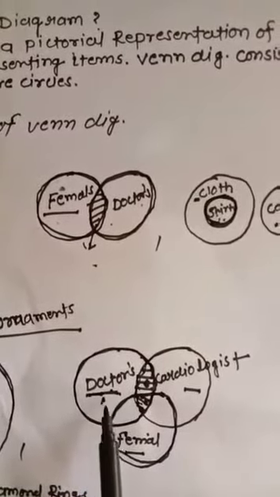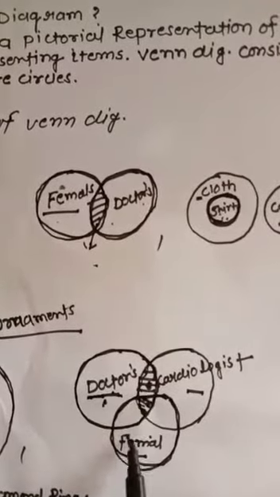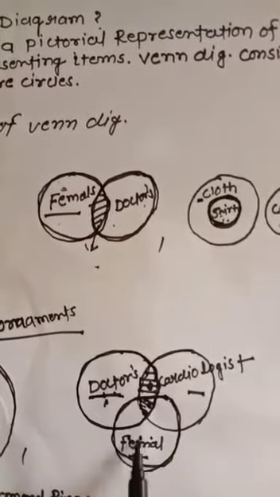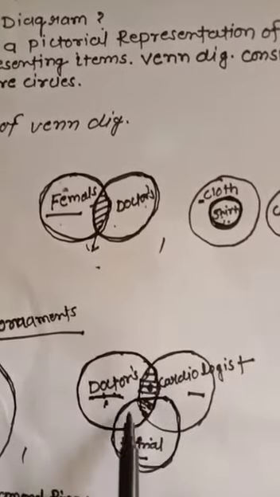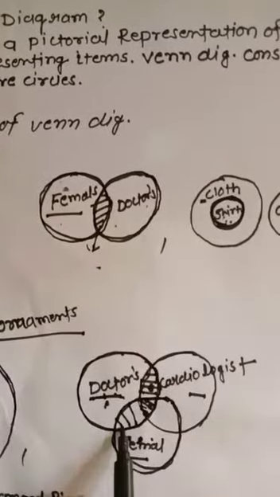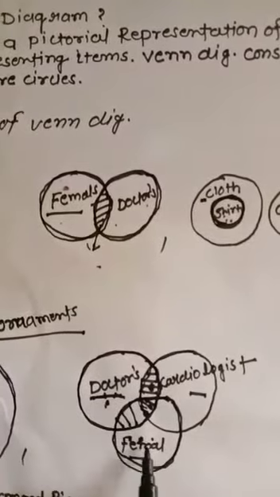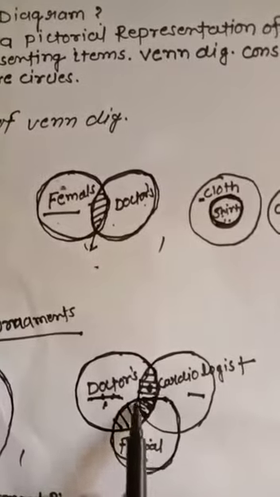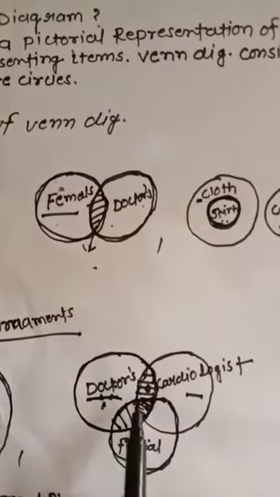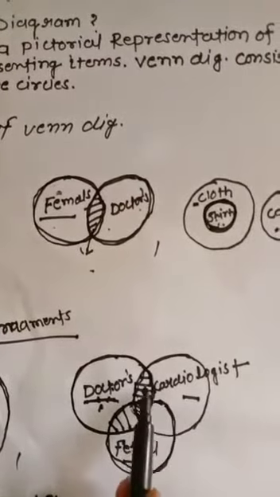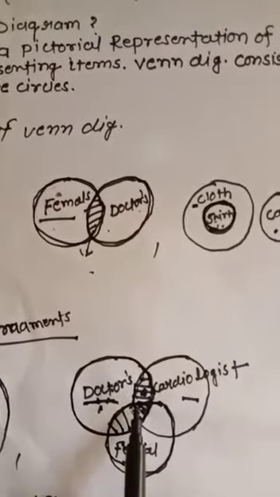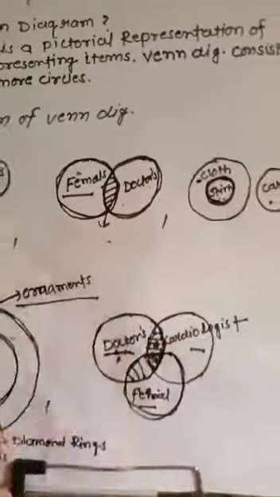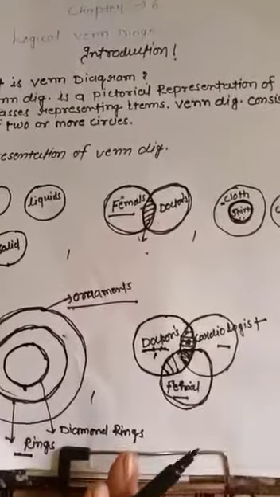Yes, it's true. Some doctors who are female will be represented here. Some doctors who are female but not cardiologists will come in this part of the circle, and some doctors who are female and also cardiologists will come in this part. Some doctors who are not female but are cardiologists will come in this part. So this was the introduction part of chapter number 6. With the help of this kind of Venn diagram, we'll solve the exercise of chapter number 6.